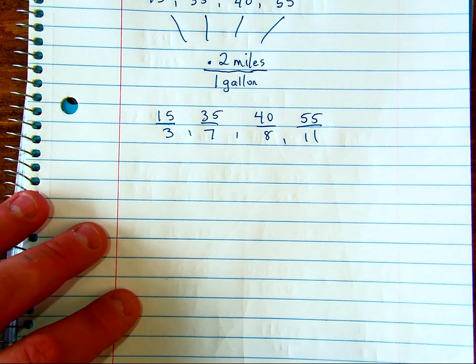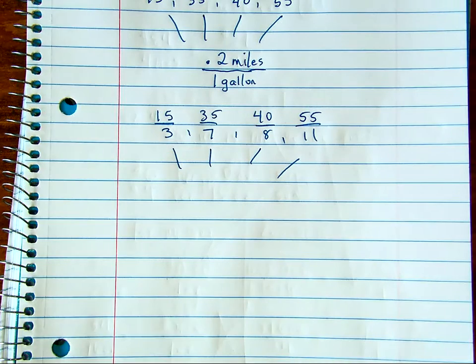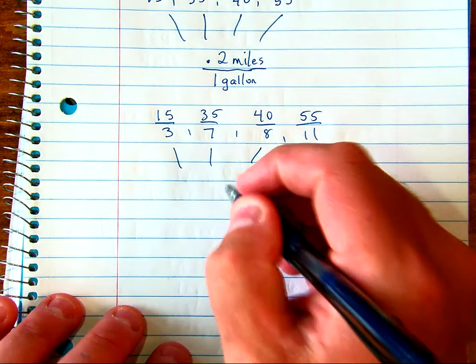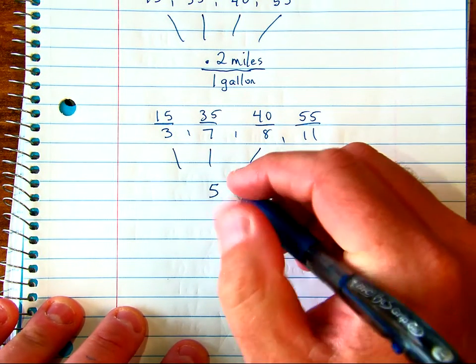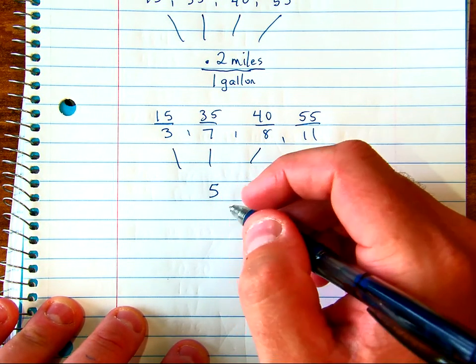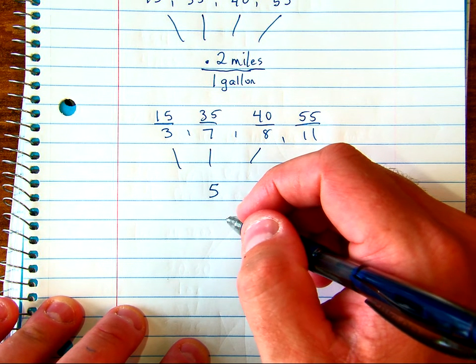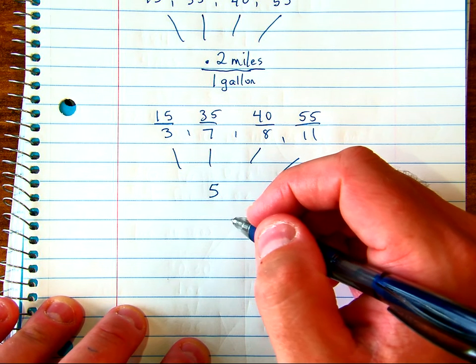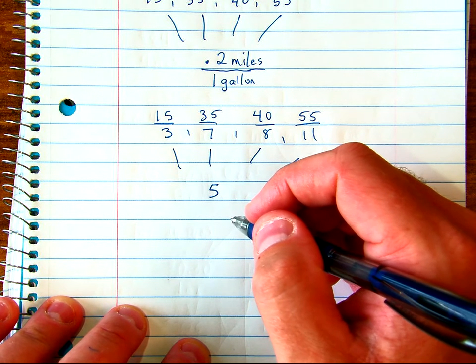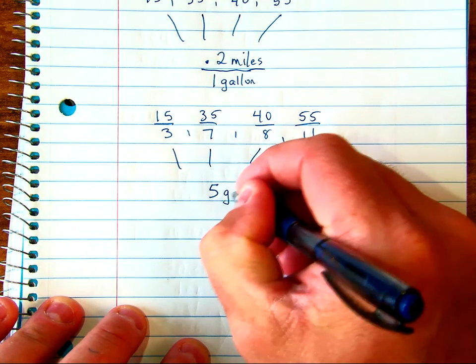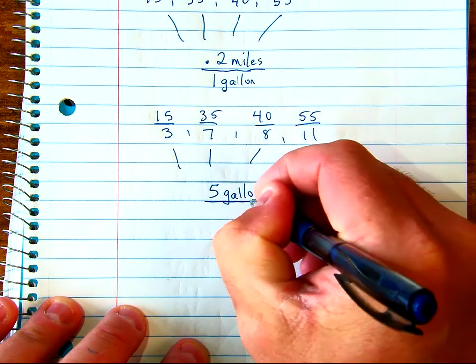No matter which one of these values I choose, what's our answer going to be? Alana: 5. 5 what? 5 eggs? 5 blueberries? 5 gallons per 1 mile.